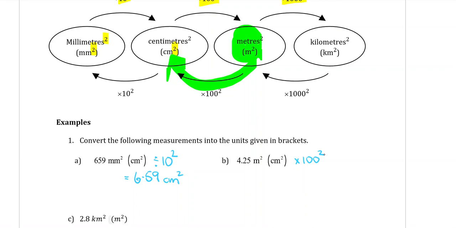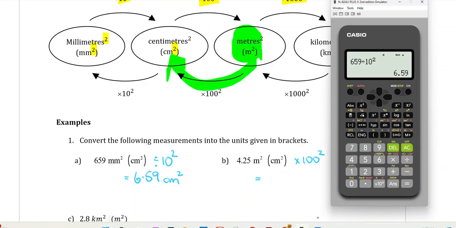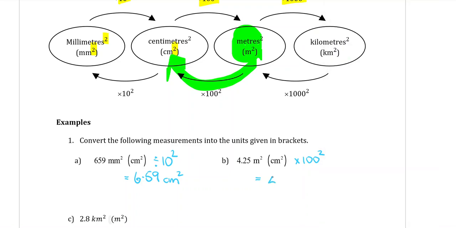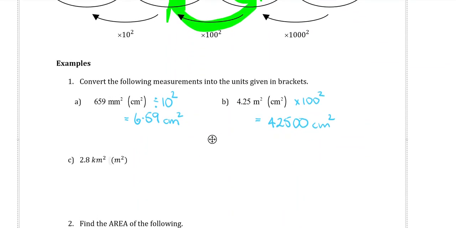Following that arrow, in the calculator, we put in 4.25. Remember, you don't do anything to that number, you're starting with that number, and you're timesing by 100 squared. So, 42500 centimetres squared. Does that make sense? That's good, all right.